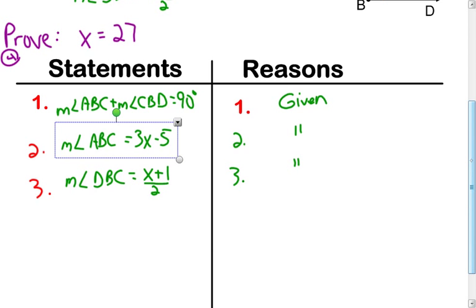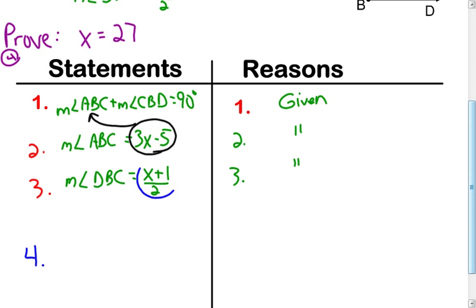Now from here, what I'm going to do in my statement 4, I'm going to take everything from here, and I'm going to put it right there, because it's the measure of angle ABC. Well, it tells us the measure of angle ABC, so I'm going to put it there. And I'm also going to take all of this, the measure of angle DBC, and I'm going to put it right there. Because angle CBD or angle DBC, those are the same thing, so I can replace that.